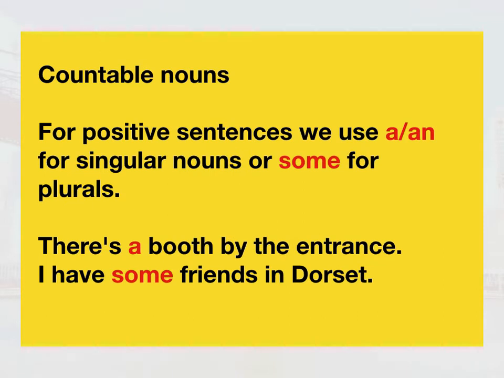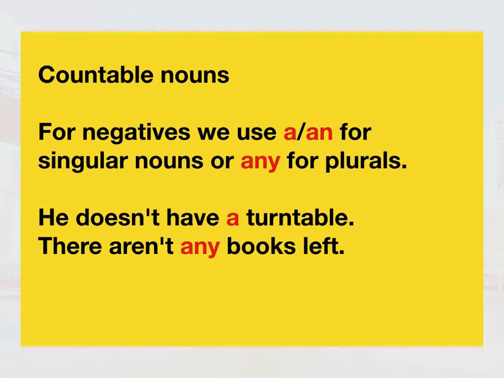For positive sentences, we use a or an for singular nouns or some for plurals. There's a booth by the entrance. I have some friends in Dorset. For negatives, we use a or an, again, for singular nouns or any for plurals. He doesn't have a turntable. There aren't any books left.